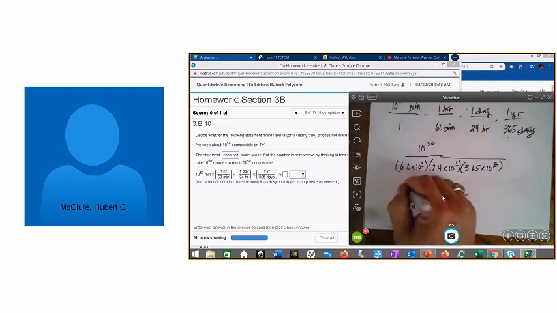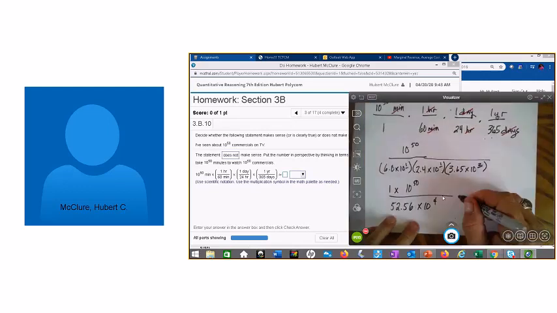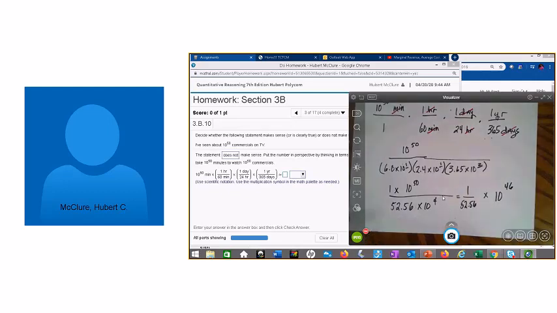So we've got a division symbol. That'd be 1 divided by 52.56 times 10 to the, what's 50 minus 4? 46, Hubert. Thank you, class. Now, what is 1 divided by 52.56? I got 0.019 times 10 to the 46th power.